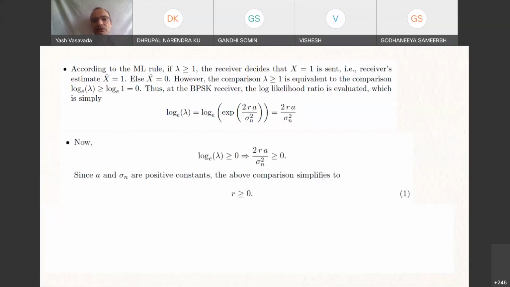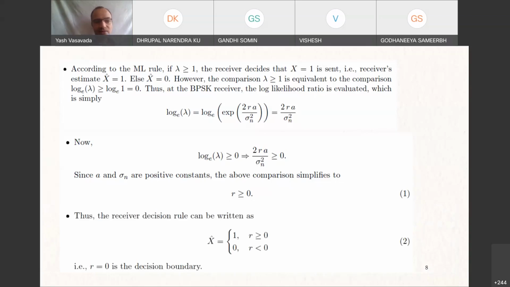So if I compare that to 0, it is equivalent to comparing R to 0, because A and sigma n squared are given constants. The receiver already knows them. So it can move them to the right hand side, and there they get multiplied by 0, so nothing changes, which means that we are comparing R against 0. So this is the final decision rule that we derived mathematically. We have already seen how this can be visually appreciated.